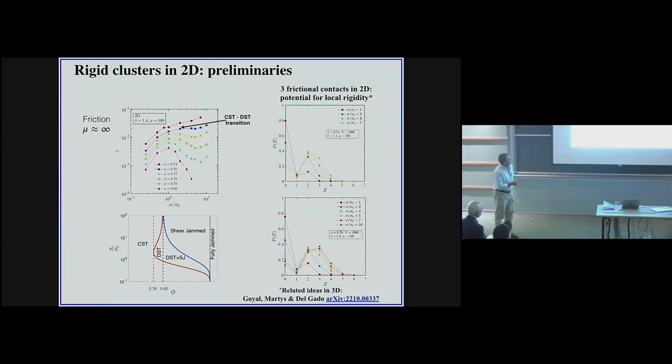And so what we find, if you look at the distribution, as you increase the stress for these, this is 74%, which is CST, and 76%, which is the onset of DST. This is the first place where the triply contacting particle becomes the peak value, at 76%. And so 3 frictional contacts in 2D gives the potential for local rigidity. And so that's the mechanical idea that we're working on.